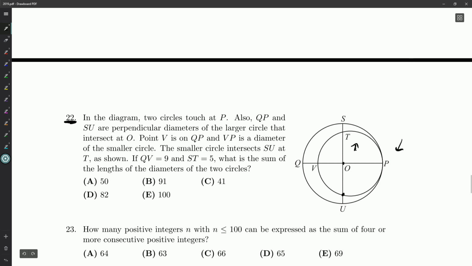We're not really told about this other point down here. If we wanted to, we could name it probably W or R or something like that. But I won't do that until I feel like we need to. But we got T there.